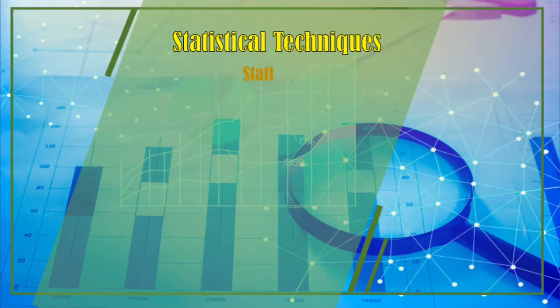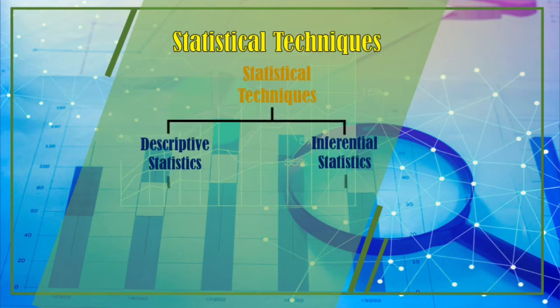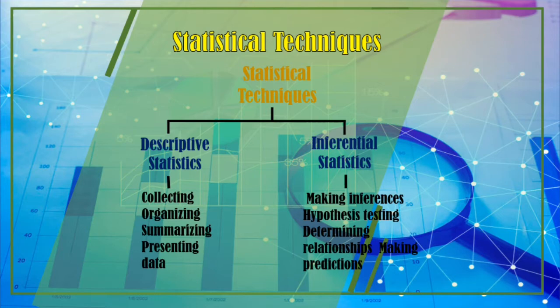There are two statistical techniques, the descriptive statistics and the inferential statistics. Descriptive statistics pertains to collecting, organizing, summarizing, and presenting data, while inferential statistics is more on making inferences, hypothesis testing, determining relationships, and making predictions.